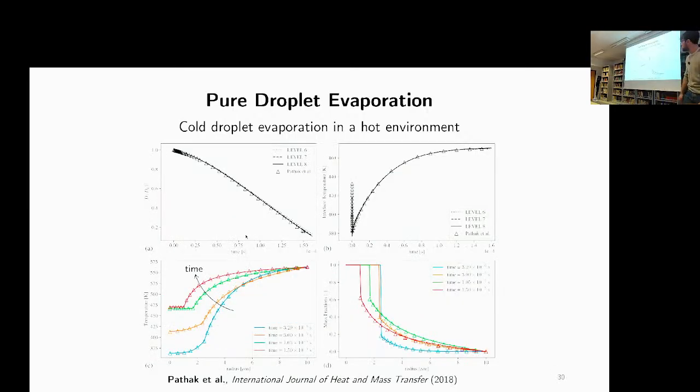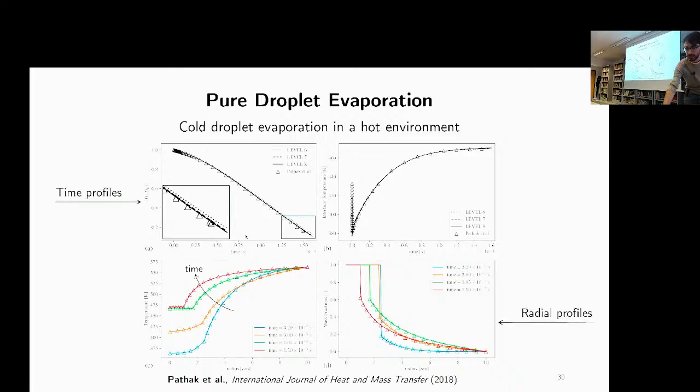We repeat this simulation at different levels of refinement, and if you compare the square diameter in time at three different levels of refinement, you can see that we tend to converge toward the numerical benchmark results that we use for this validation. In this case, we don't have an analytical solution. If you take a look at the temperature field, you can see that the temperature of the interface is initially cold. It increases due to the external heating until a plateau, a steady state, which is given by the interplay between the heat conduction from the external environment and the cooling due to the evaporation process, which is endothermic.